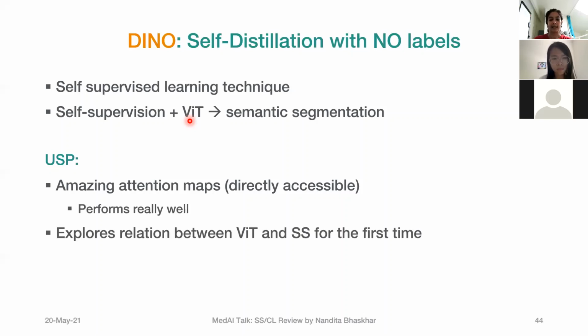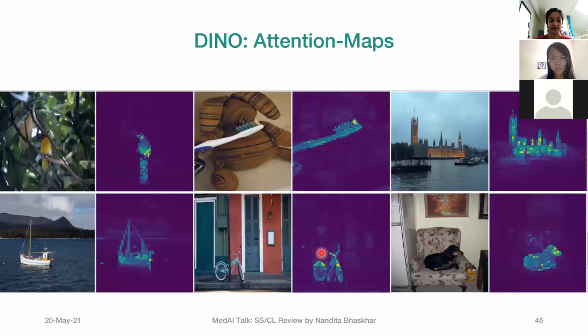And the relation between a vision transformer and self-supervised learning is explored for the first time using DINO. Before we go on to the concept behind DINO, it's pretty cool to see the semantic segmentations that the attention maps produce. You can see that the segmentation is pretty cool, and this is all done in a self-supervised manner, which means no labels have been given.